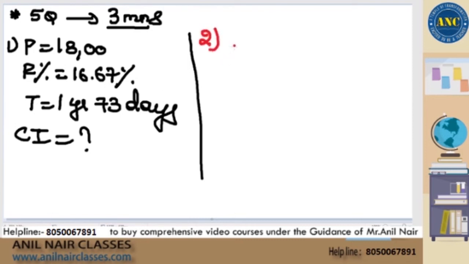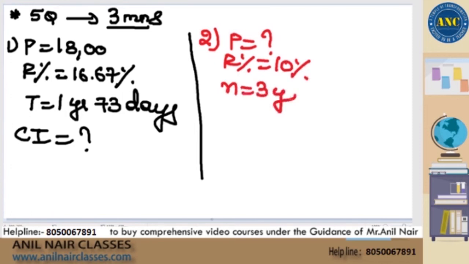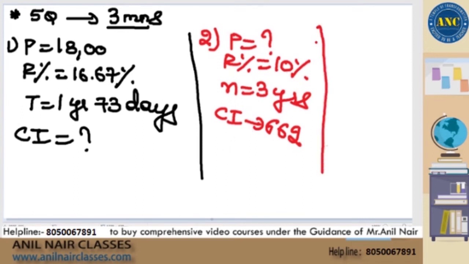Second question. Principal equivalent to start using without using pen. R is 10%. N is 3 years. Please do not use pen, sir. You can do it. Please write these questions. Try to solve because that gives you confidence better.